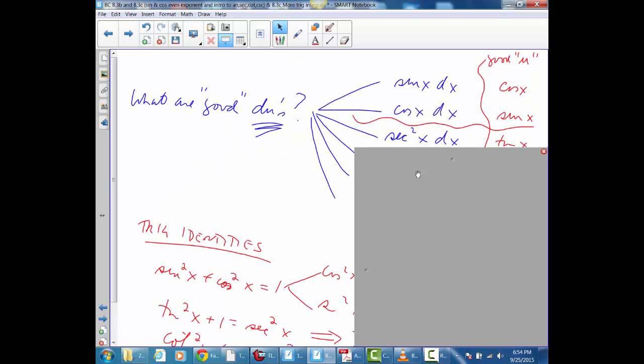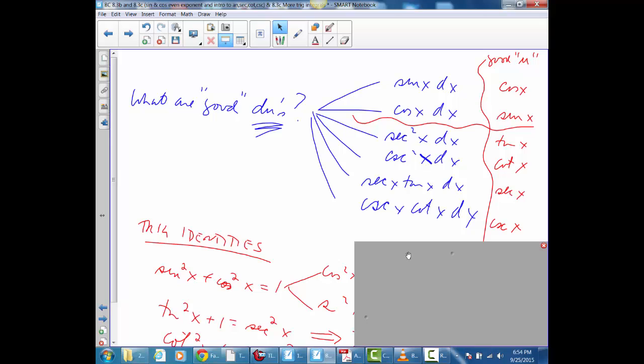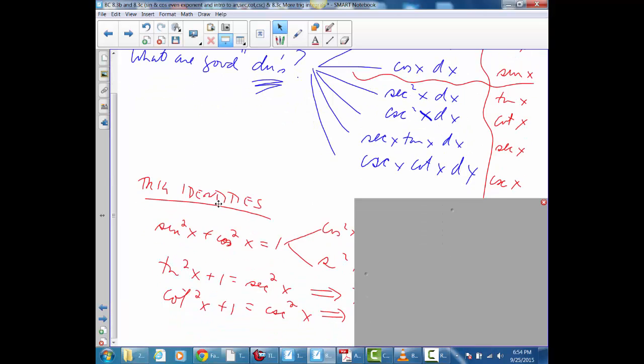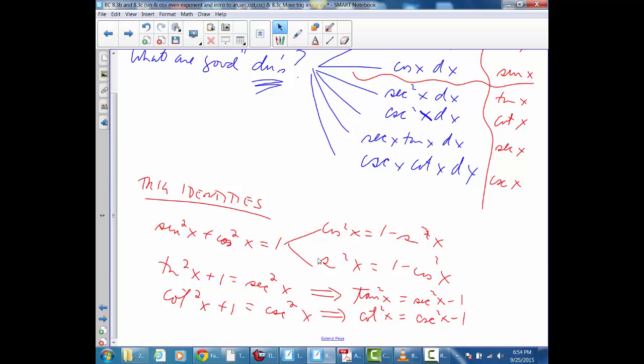So again, just to remind you, what are the good du's? The derivative of cos is negative sine, the derivative of sine is cos. These are all your good du's. Also, you should know your trig identities. Sine squared plus cos squared is 1, which implies cos squared is 1 minus sine squared, etc.